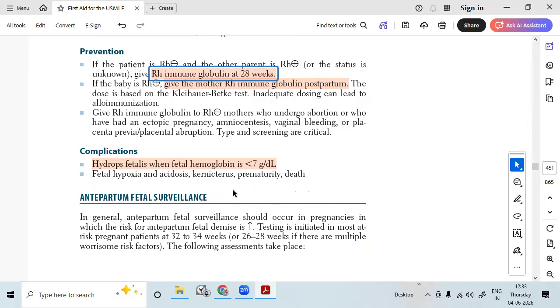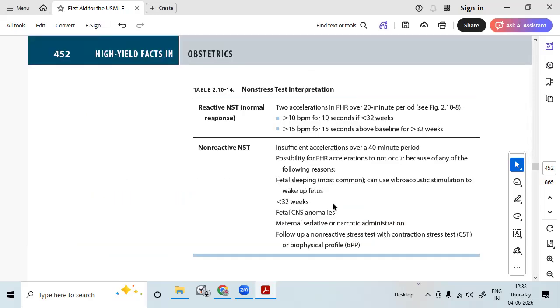Now we come to antepartum fetal surveillance. In general, antepartum fetal surveillance should occur in pregnancy in which the risk for antepartum fetal demise is increased. The testing is initiated in most at-risk patients at around 32 to 34 weeks, or 26 to 28 if there are multiple worrisome risk factors. The following assessments take place.